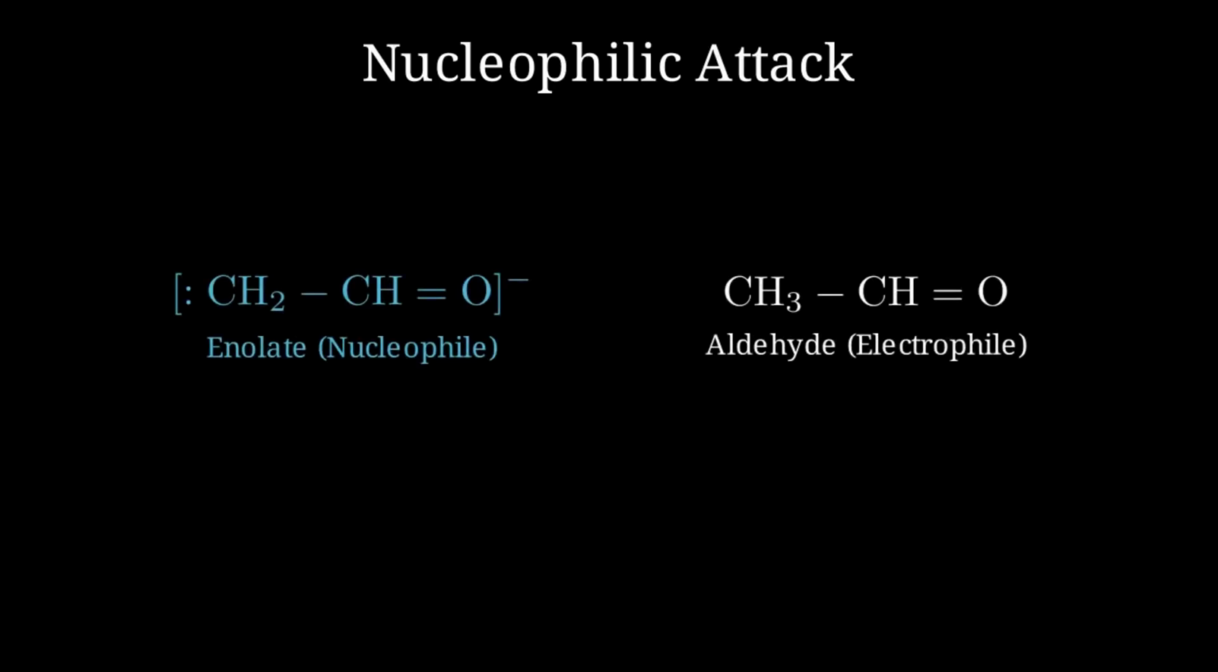The enolate now acts as a nucleophile. It attacks the electrophilic carbonyl carbon of a second aldehyde molecule. This step is the heart of the reaction, where the two smaller molecules link to form a larger chain.